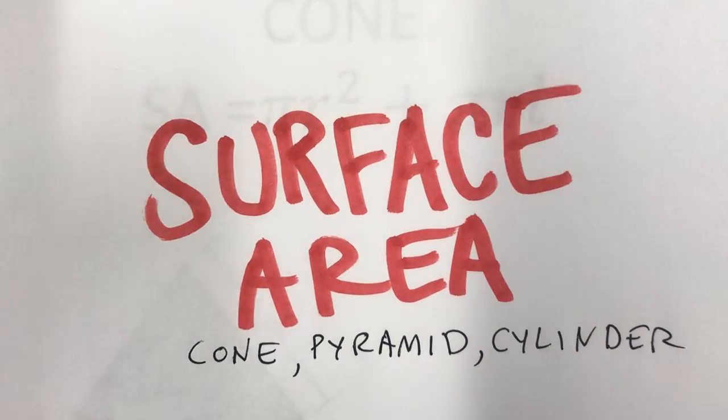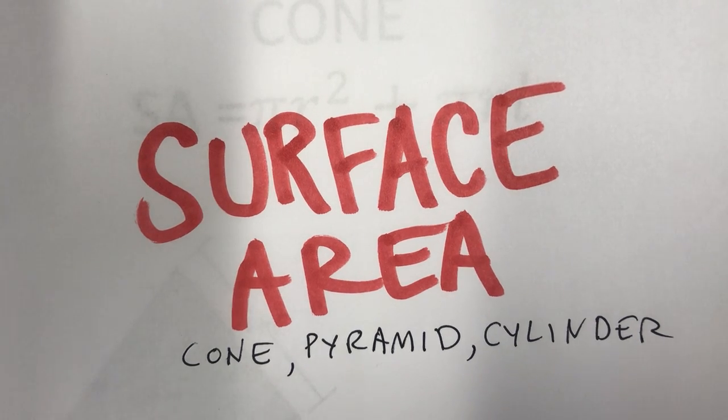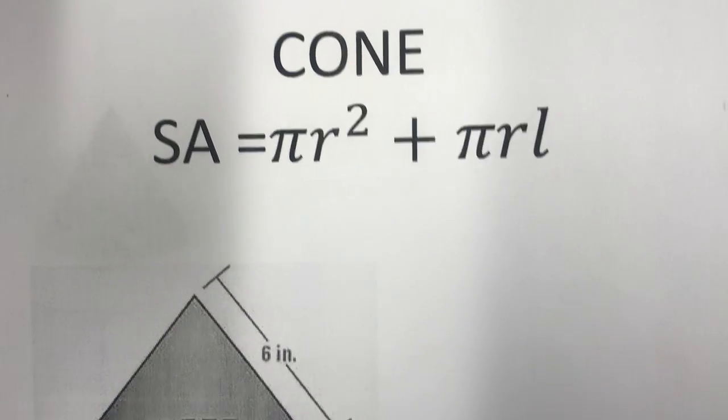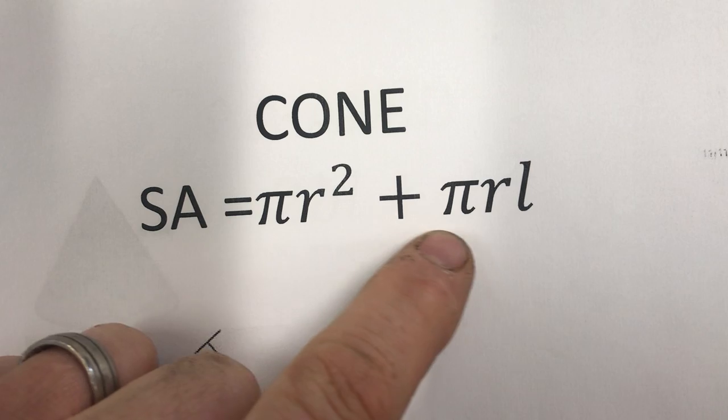All right, today we're looking at surface area: cone, pyramid, cylinder, fun stuff. All right, so here's a cone. This is the formula we're going to use for a cone. It's real simple. The surface area is pi r squared plus pi rl.